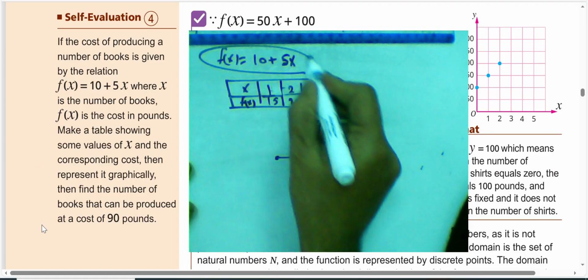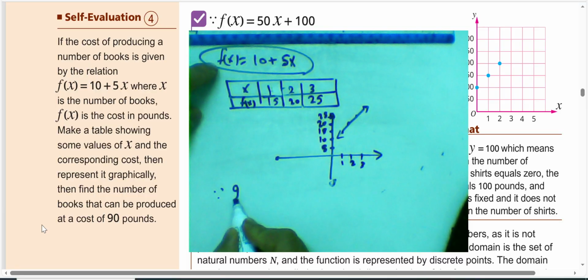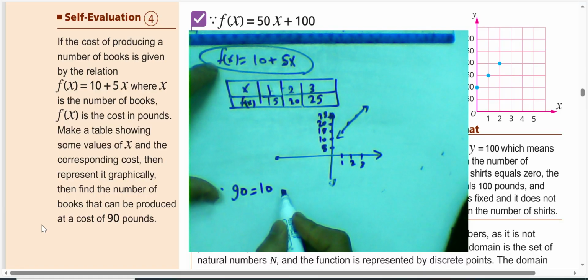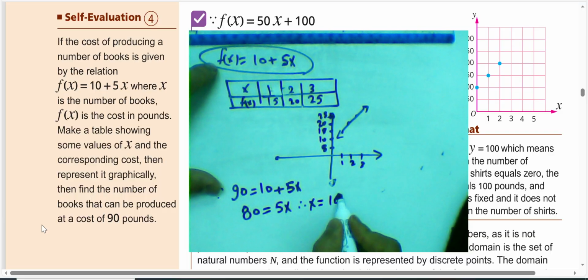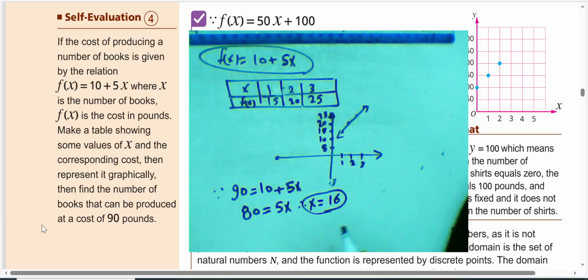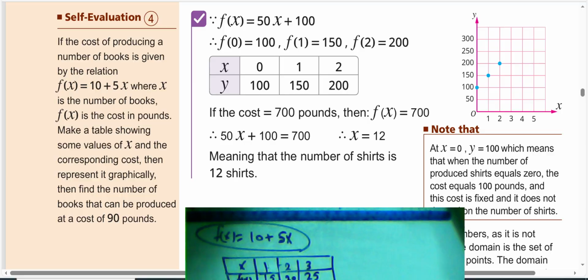The cost is f of x, such that f of x equals 90, then 90 equals 10 plus 5x. We can move 10 here. 10 subtracted from 90 equals 80, which equals 5x. Then the value of x is 80 divided by 5 equals 16. Then x will be 16. The number of boxes here will be 16. The cost of 16 boxes is 90 pounds. Next question.